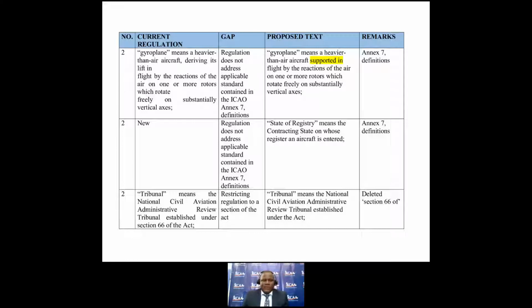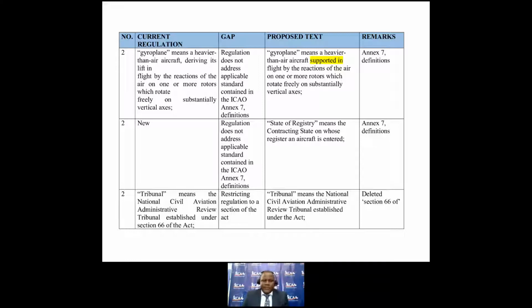The next change was on gyroplane. Gyroplane was rewritten to mean a heavier than air aircraft supported in flight by the reactions of the air on one or more rotors which rotate freely on substantially vertical axis. So initially the words "supported in" were omitted, and we have corrected that anomaly in the proposed regulations.